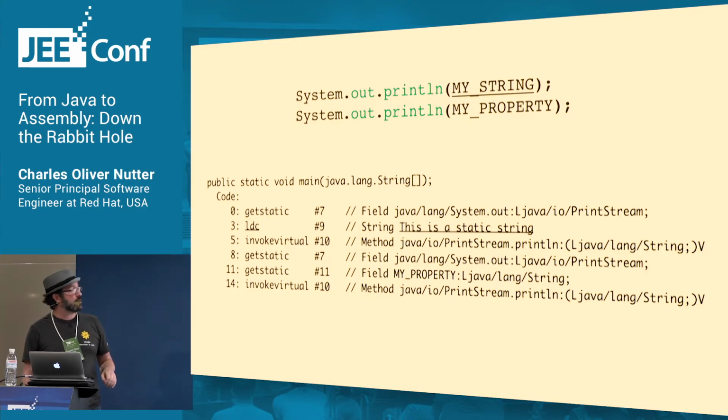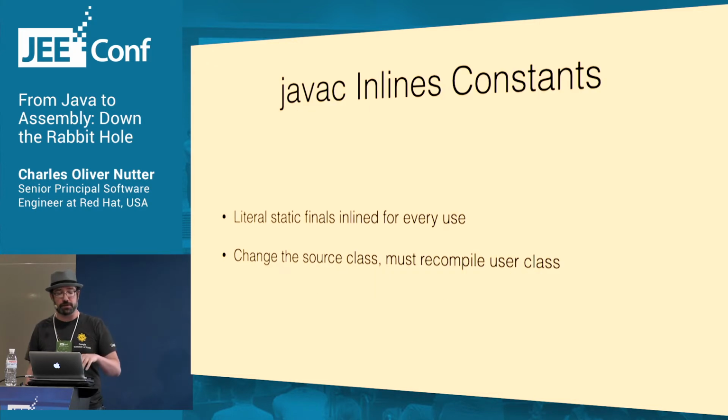We have our my string, which was initialized directly in the code. And Java C actually will stick this code into every usage. Everywhere you use a constant value like this, it puts it directly into the bytecode. And that means if you change the source class, you also need to recompile all of those other classes. It's something to remember. Perhaps you've run into it in the past.